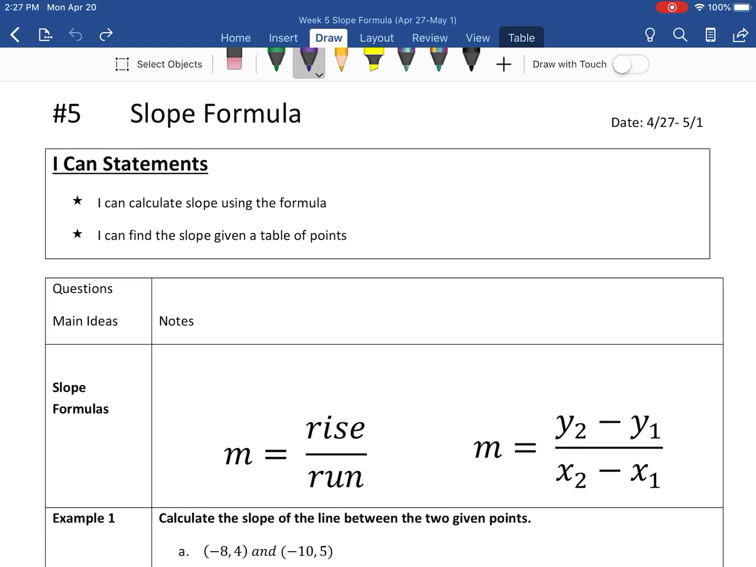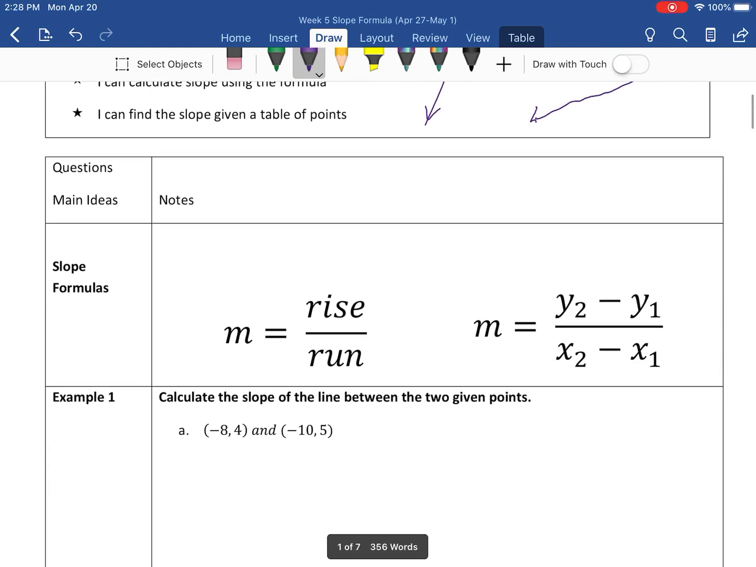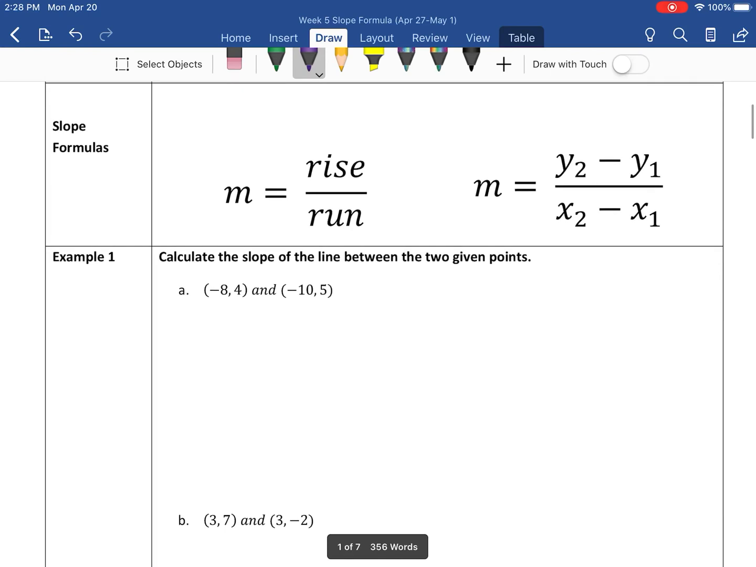So if it's a steep line, then it'll be almost straight up. If it's a gradual line, it is more horizontal. It's taking its time. And that's what we're talking about with slope. Slope is just talking about the rate of change. So, we are going to learn how to find the slope using this formula.